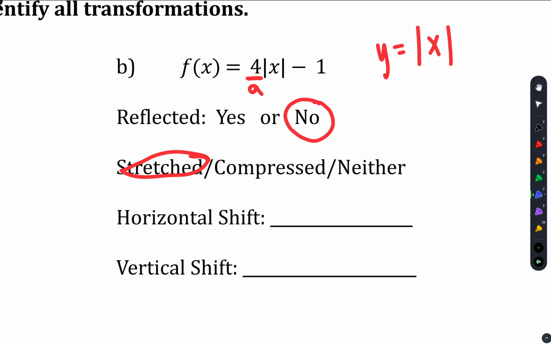I look for my h value next. I'm looking immediately after that x. Is there anything immediately after it? No. So I have no horizontal shift again. Then I look after the absolute value sign.